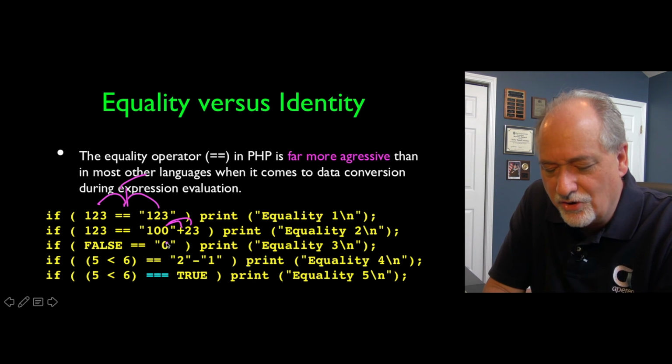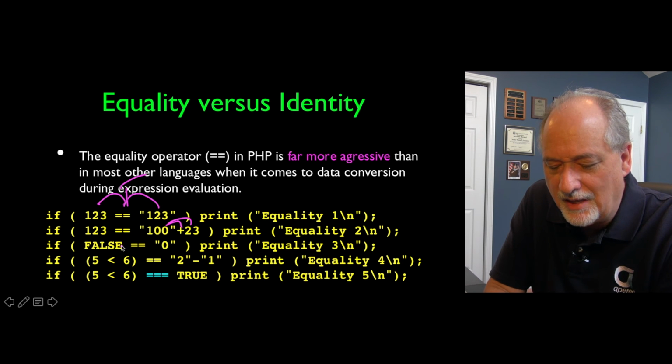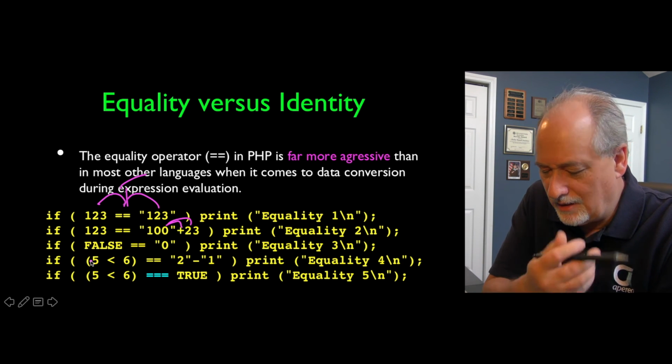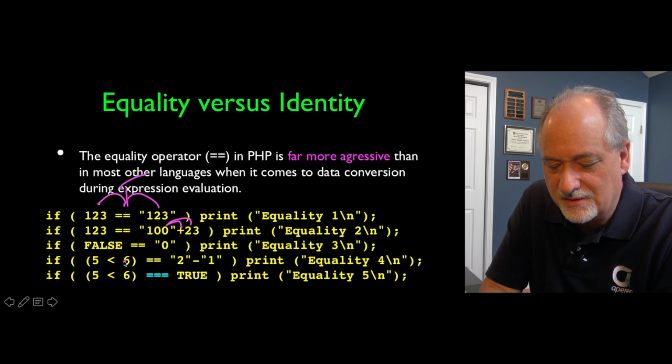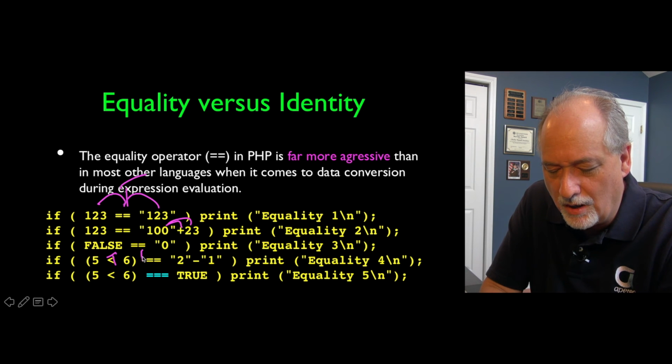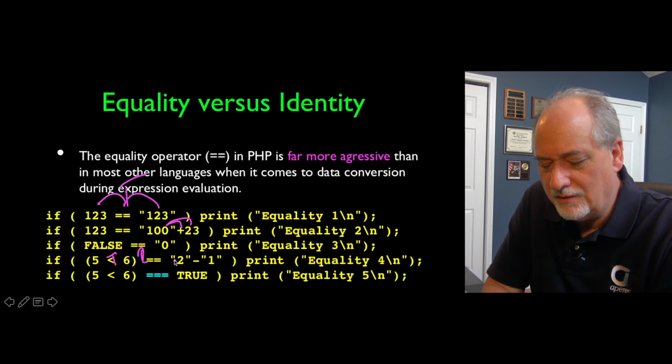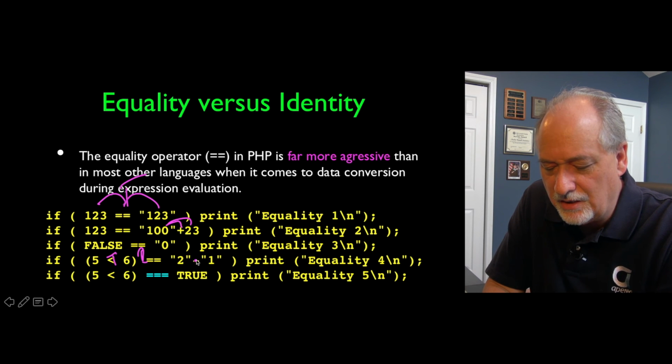I think the 0 becomes the Boolean, and that becomes true. And this one here is kind of crazy in that 5 is less than 6 becomes a true, which becomes a 1 in this equality. And then the string 2 minus the string 1, these get turned into integers, and that becomes a 1. And so this overall question mark becomes true.